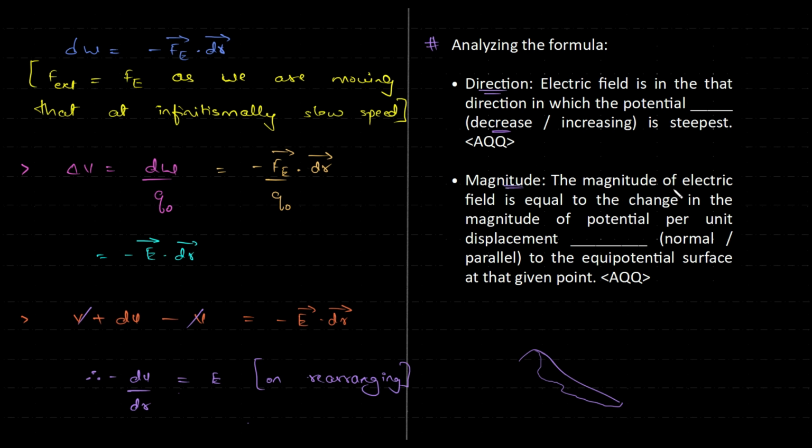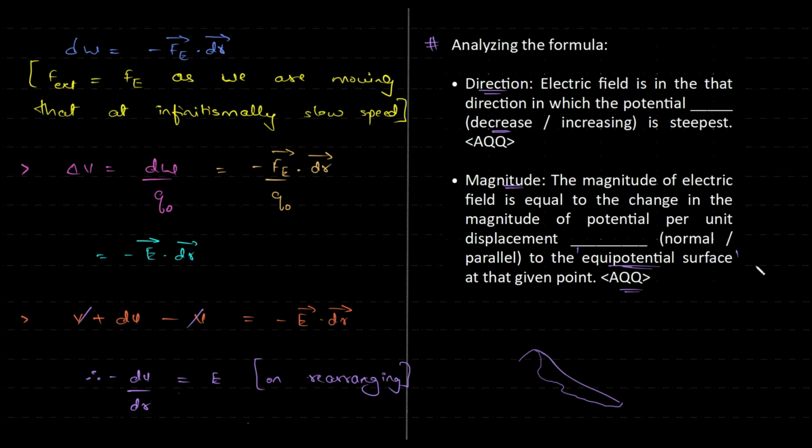In terms of magnitude, the electrical field is equal to the change in the magnitude of potential per unit displacement. Normal or parallel to the equipotential surface at that given point. This we will answer shortly. Equipotential surface, I have not done that. So the answer, let me not tell the answer as well.